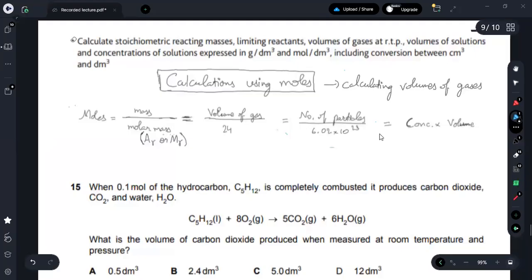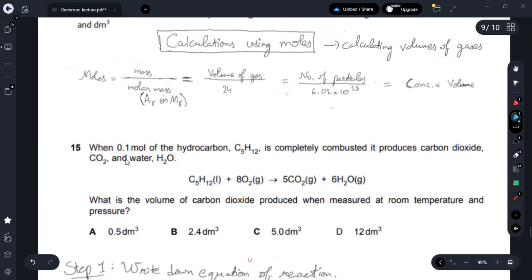Hello and welcome again to another past paper question, which will be focusing on calculating the volumes of gases. Here again I've put in the formula for reference. Here's the past paper question. You can stop the video for a minute and read it.